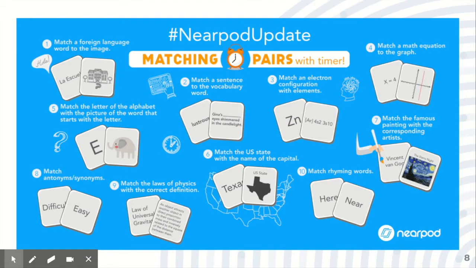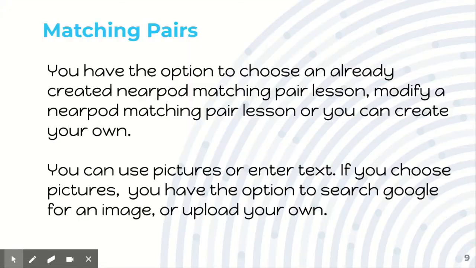Here are some examples of different things you could use the matching pairs for. Graphs could be matched to equations, words for foreign language to images, states and capitals, artists with artwork, and so many more. And this is very helpful because you can use text and images or both or one of the other.